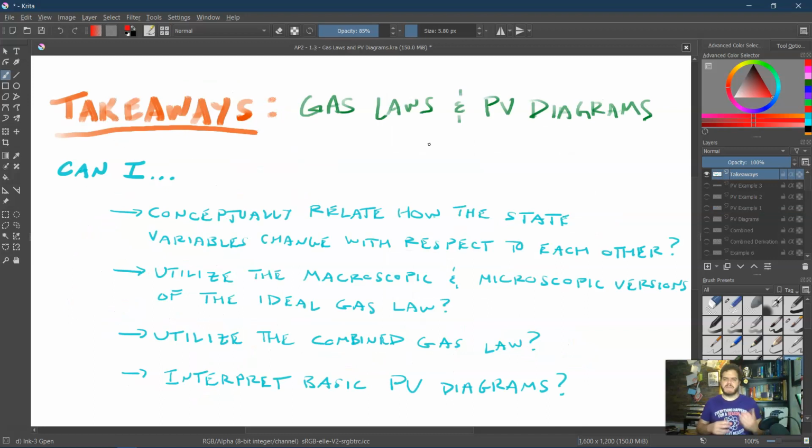So what are the takeaways here of gas laws and PV diagrams? Well, right now we want to make sure we can conceptually relate how the state variables, temperature, volume, and pressure, can relate with each other as they change. Additionally, we want to utilize the macroscopic and microscopic versions of the ideal gas law, the macroscopic being PV equals nRT, the microscopic being PV equals N k_B T. We want to be able to utilize the combined gas law and save ourselves some time. And lastly, we want to be able to interpret basic PV diagrams. Be able to quickly tell if a gas is changing, is its temperature going up, going down, or do we need to look at it a little more carefully?